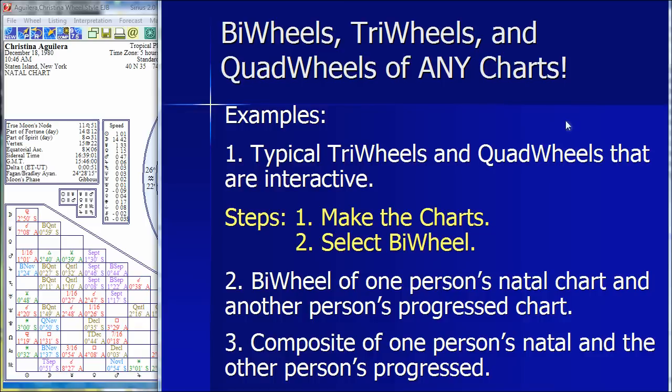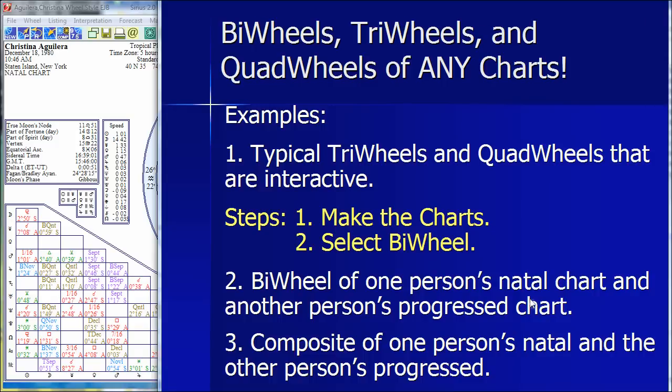There's basically two steps. One is you have to have the chart you want. So let's see here. Under number 2, we're going to do one person's natal and another person's progressed, and we're going to do a biwheel. In order to do that, first make the natal chart for the person and make the progressed chart for the other person. So before you can combine them together to make a biwheel, create the charts. I mean, that's kind of obvious maybe in retrospect.